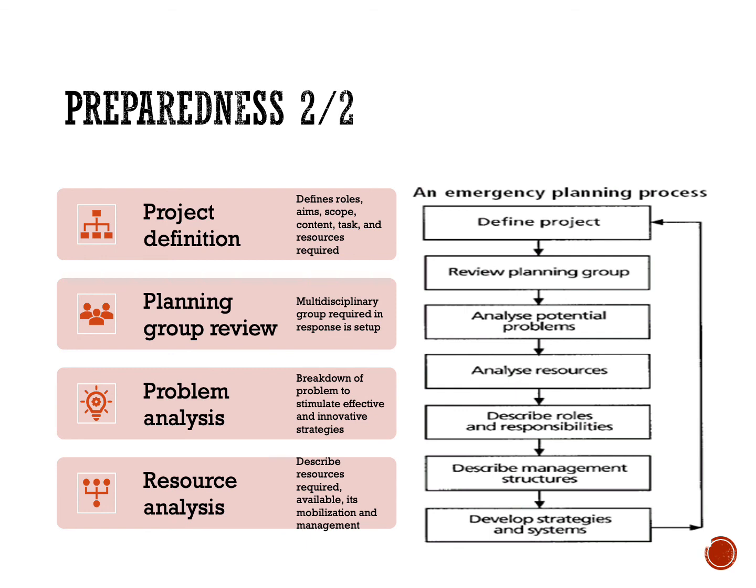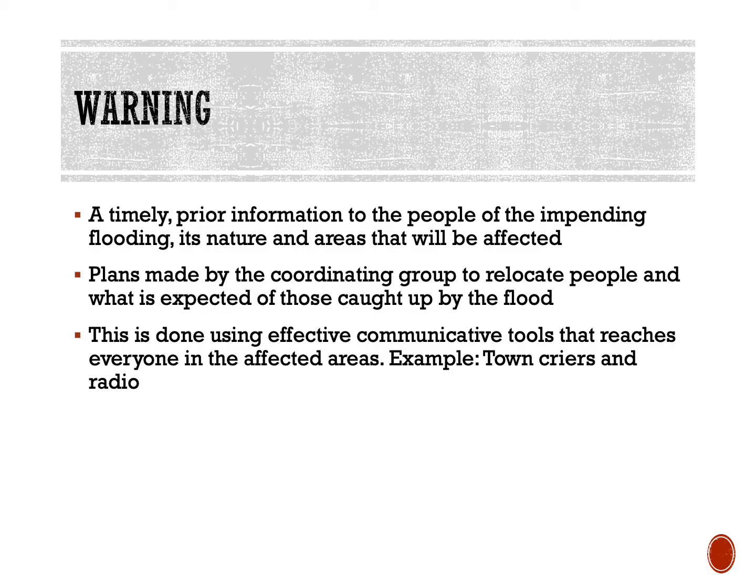So having done your prevention and mitigation, preparedness, the next one is now the disaster is close. You have to warn people. So warning is timely prior information to the people of the impending flooding or any other natural disaster, its nature and the area that will be affected. And then that warning should also come with plans that have been put in place to relocate people who are expected to be cut off. So it's not just telling them, oh, it will happen, but what are the plans, and what are the other things, so that will build from the planning that has been done.